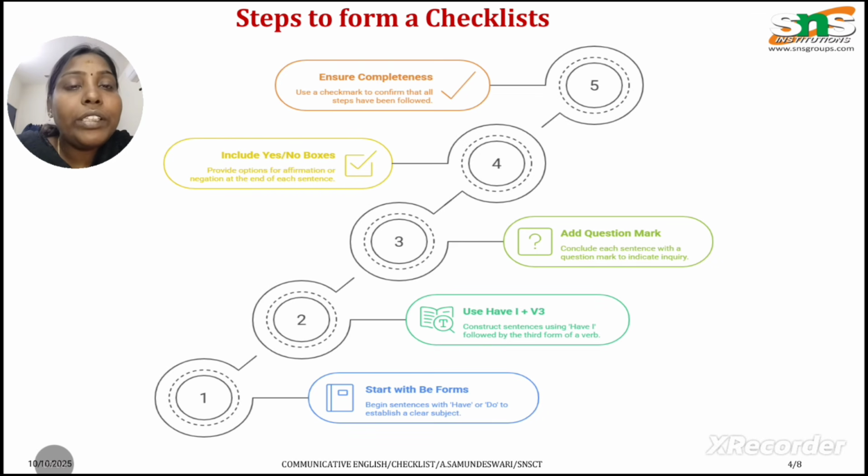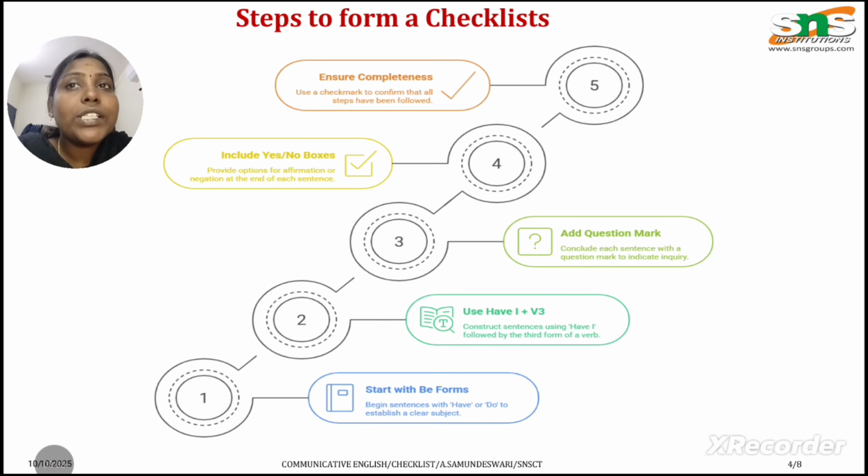Next, the steps to form a checklist. What are the things we are supposed to plan? Start with the B forms of verbs. To write a checklist, you have to go with easy verb forms such as do, have. These verbs will be much better than others. Especially, a checklist is asking yourself questions to get more clarity about the things.